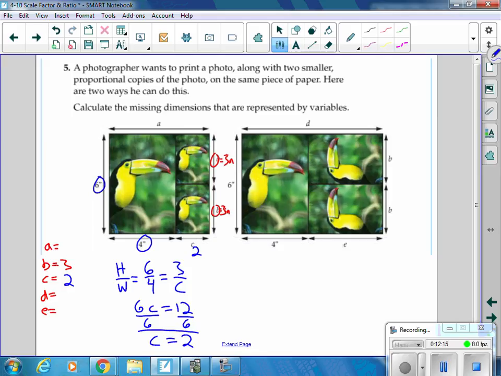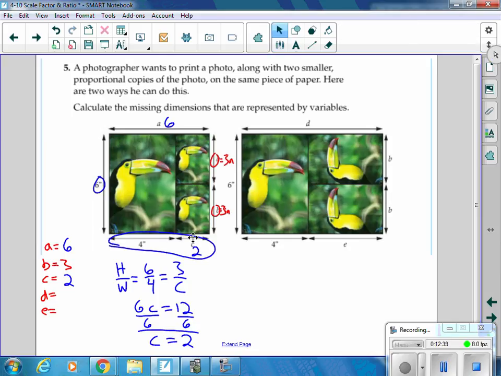Okay, so now that I know what C is, I can figure out A, because if this part is 4, right here, this is the same as A. So 4 and 2, that makes 6. So A is 6.